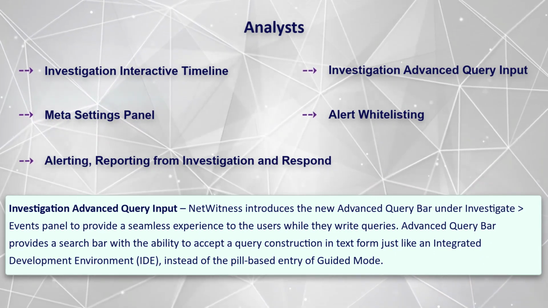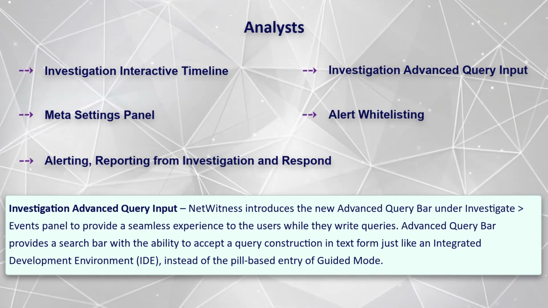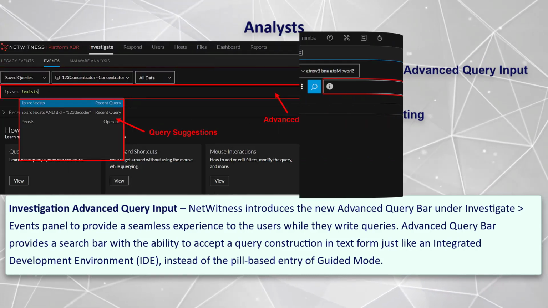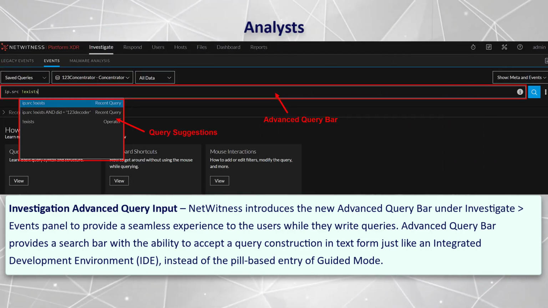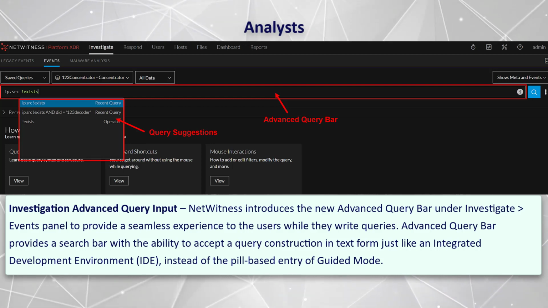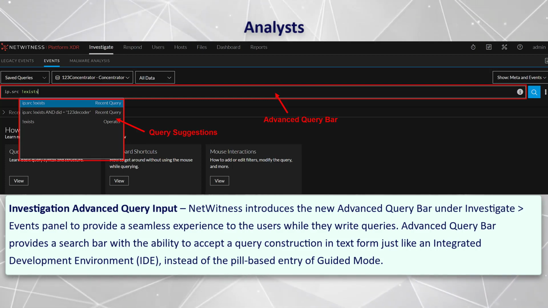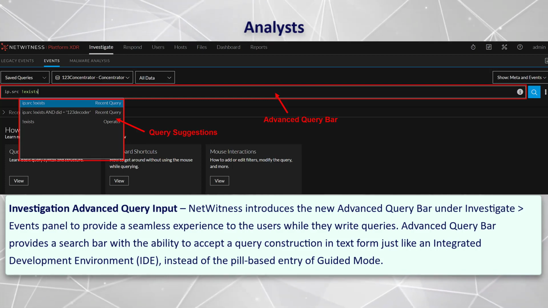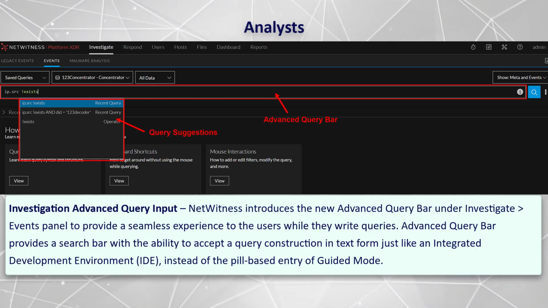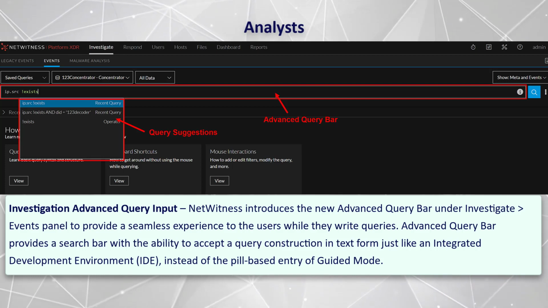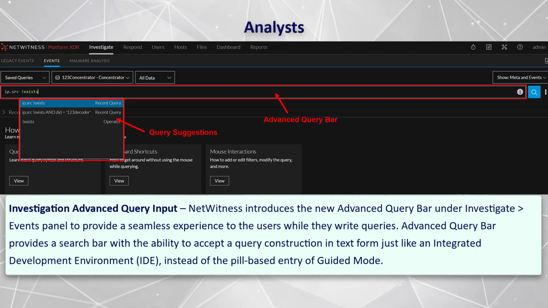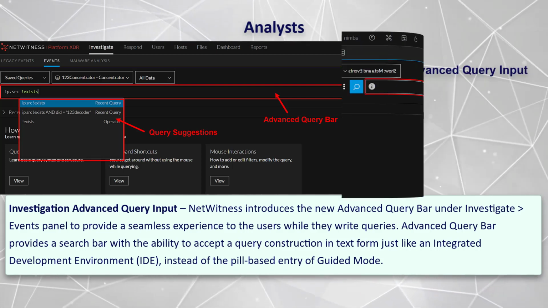Investigation Advanced Query Input. NetWitness introduces the new Advanced Query bar under Investigate in the Events panel to provide a seamless experience to the users while they write queries. Advanced Query bar provides a search bar with the ability to accept a query construction in text form, just like an integrated development environment IDE, instead of the pill-based entry of guided mode.